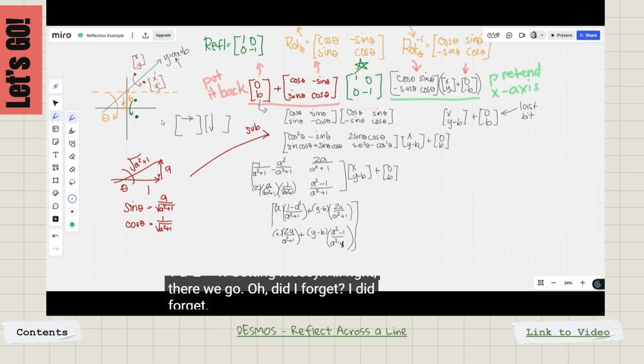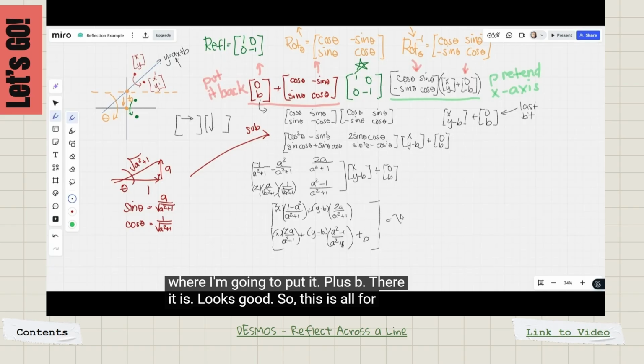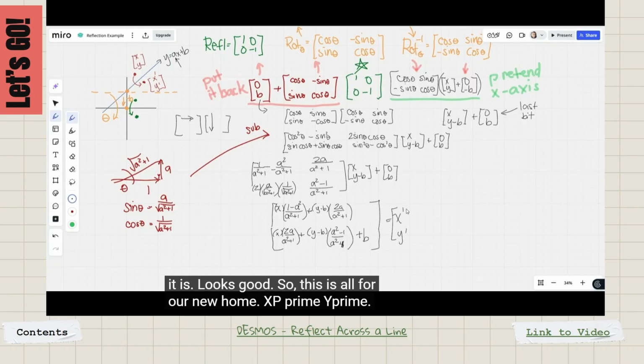Oh, did I forget? I did forget. I got to put my little extra. So I'm going to put my little bit. This is where I'm going to put it. Plus b. There it is. Looks good? So this is all for our new home, x prime, y prime.